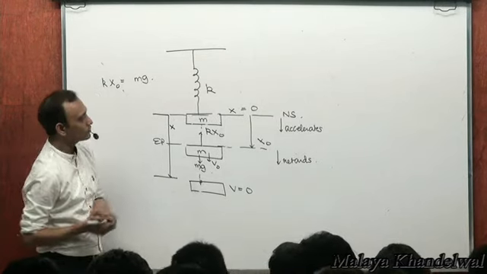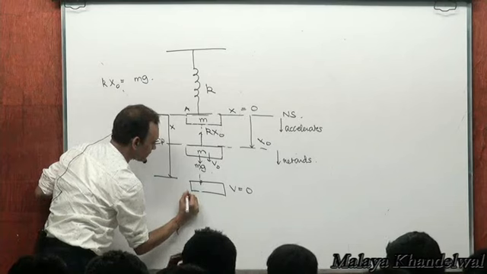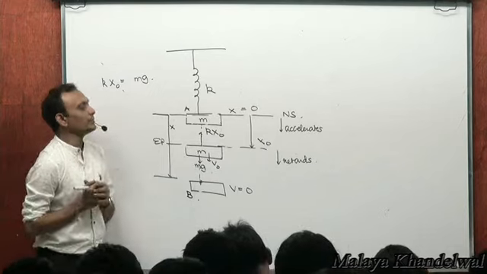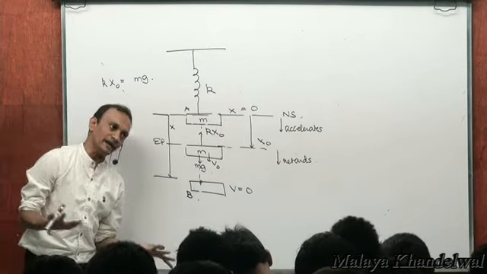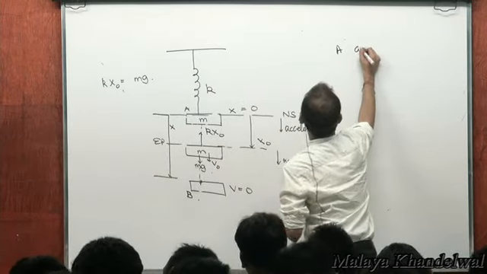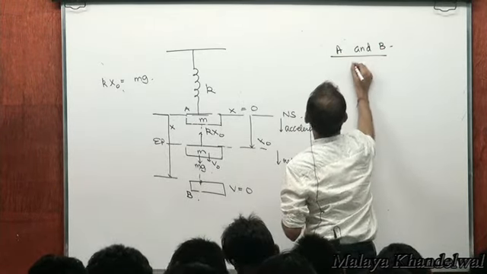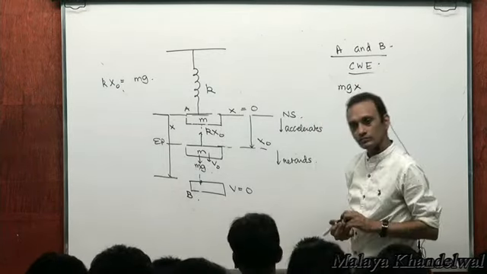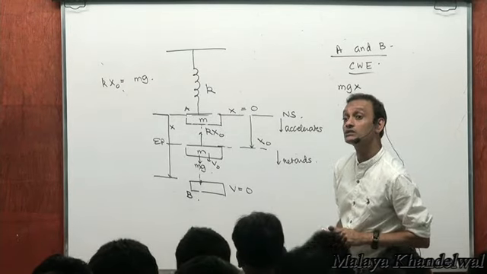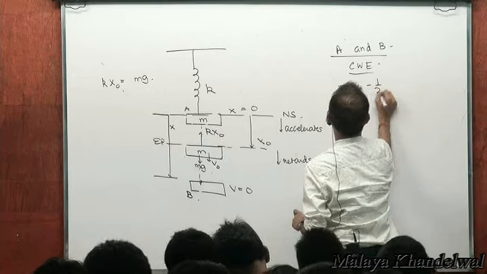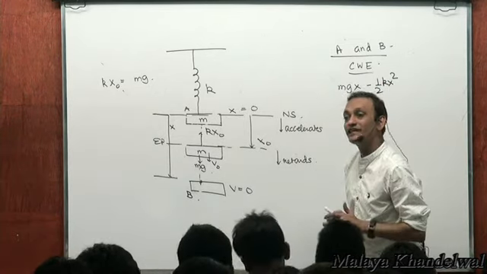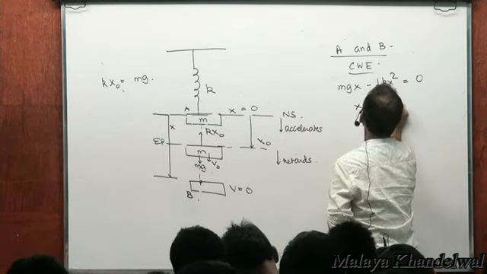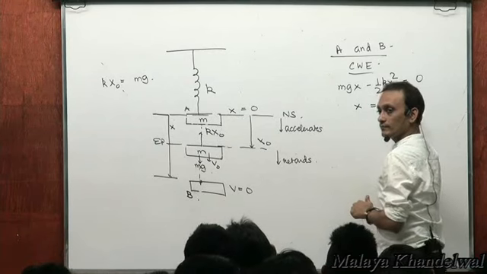Alright. Now, between this state A and this state B, can I apply work energy theorem? What's the work done by mg? mgx. Between A and B, we'll apply classical work energy theorem. So work done by gravity would be mg into x. What's the work done by the spring force? Minus half kx square. And this must be equal to change in kinetic energy, final minus initial, that is 0. So that gives me x equal to 2 mg by k, which is 2x naught.